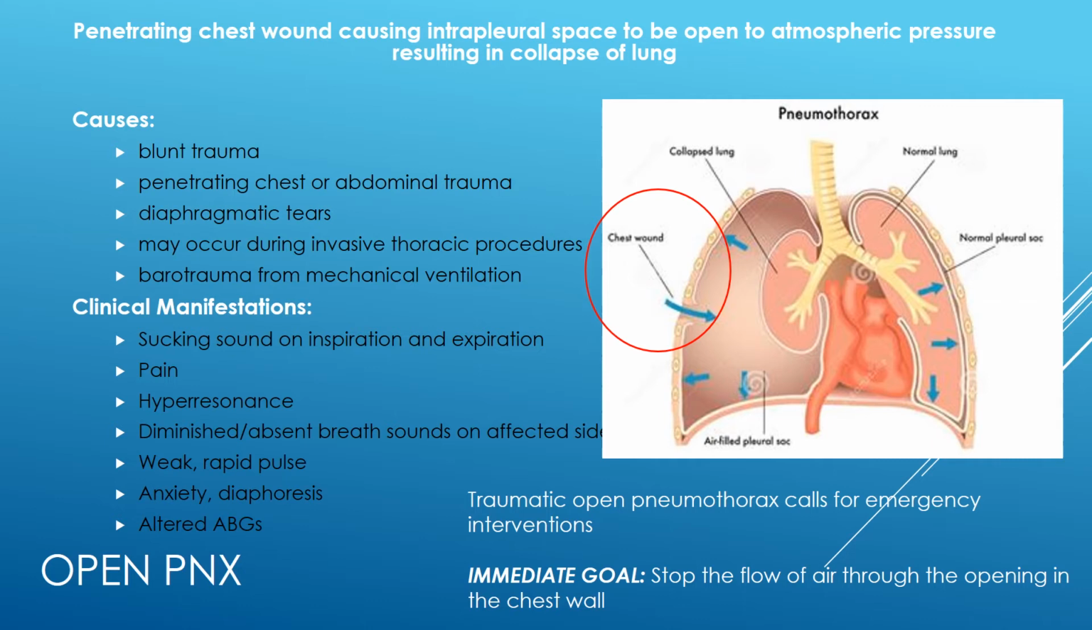So again, that's a dressing that you put over the site, the chest wound, and you tape it on only 3 sides, so that way one side is open for air to escape out. Okay, so that's also called a tented dressing. Okay, so like a little tent. So it's only taped on 3 sides to allow air to escape out. Because if air cannot escape out, we will end up with a tension pneumothorax.